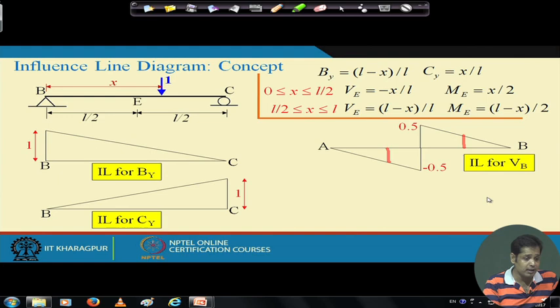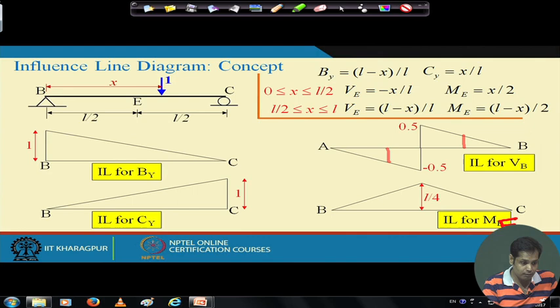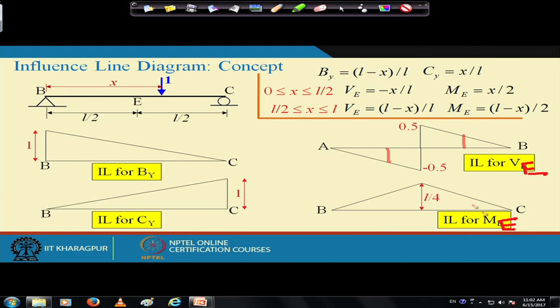This is not the bending moment diagram, it is the influence line for bending moment, and at E again, please correct, this will be E. So this is the influence line diagram for bending moment at E. What it says is that when the load is acting at B, the bending moment is 0; when the load is acting at C, the bending moment is 0; and when the load is acting at E, the bending moment is maximum, which is L by 4, and for any other intermediate value, the bending moment can be determined. So these values will give us the bending moment at E for any particular location of the unit load.